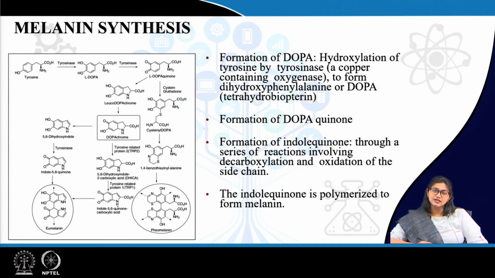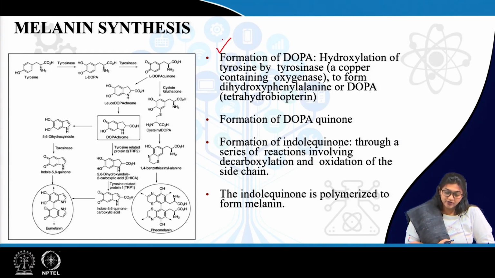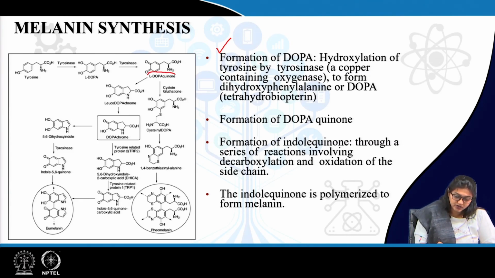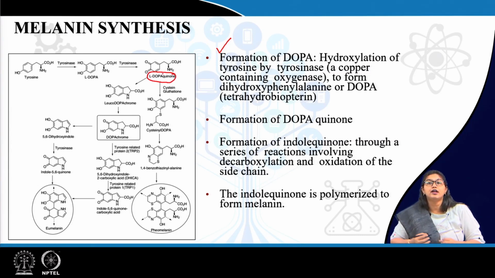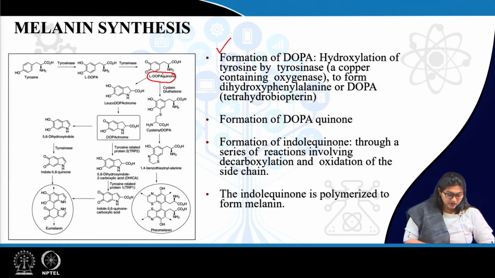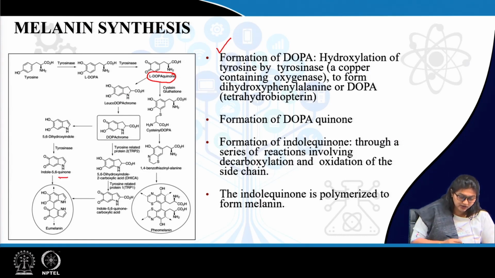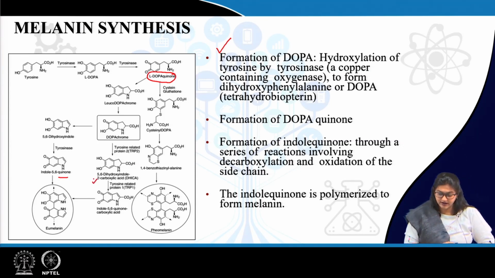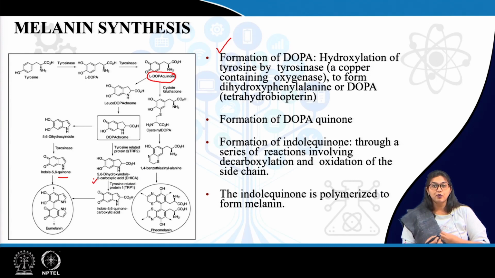Now, coming to the synthesis of melanin. In melanin synthesis, the first step, if you remember, is the formation of DOPA. From DOPA there is formation of quinone, different quinone derivatives. Those quinones can be of indole variety, indole carboxylic variety, and finally they can form polymer. These indoles form polymer to form melanin.